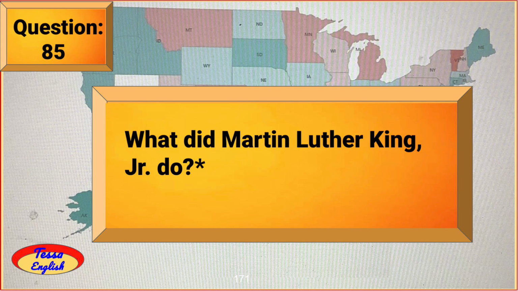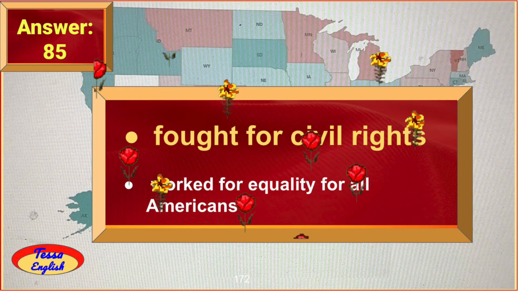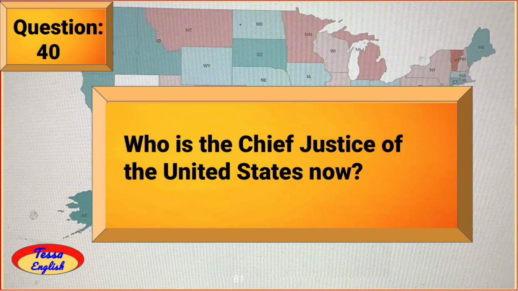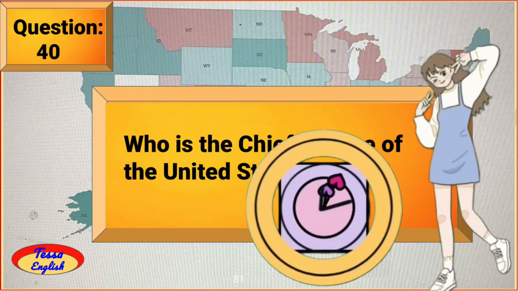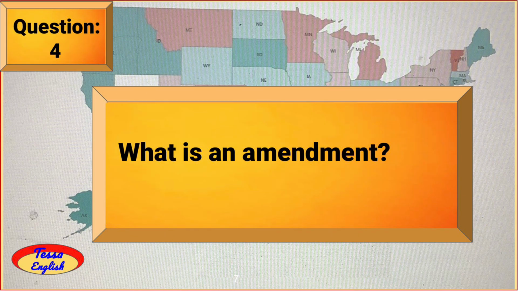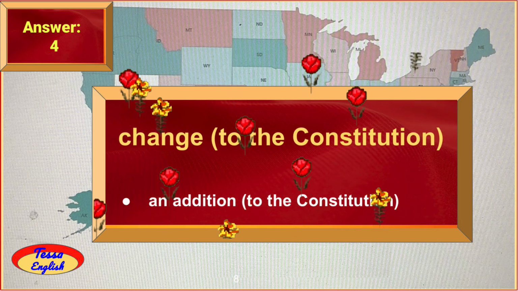What did Martin Luther King Jr. do? Fought for civil rights. Who is the Chief Justice of the United States now? John Roberts. What is an amendment? A change to the Constitution.